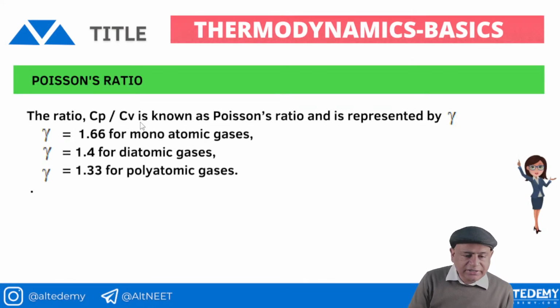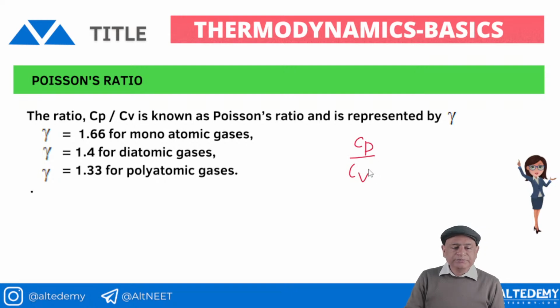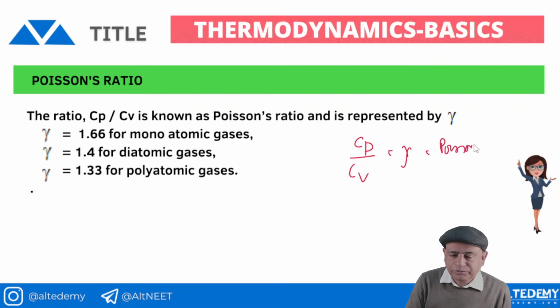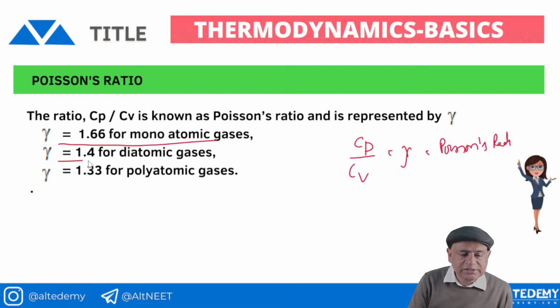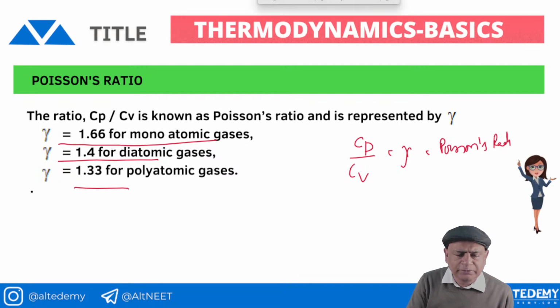There is another term which is called Poisson's ratio. Poisson's ratio is given for Cp by Cv. Cp by Cv is called gamma, and this is called Poisson's ratio. And as I told you, this Poisson's ratio is 1.66 for monatomic gases, 1.4 for diatomic, and 1.33 for polyatomic gases. Though we have the formula to derive it, don't go deeper into it.